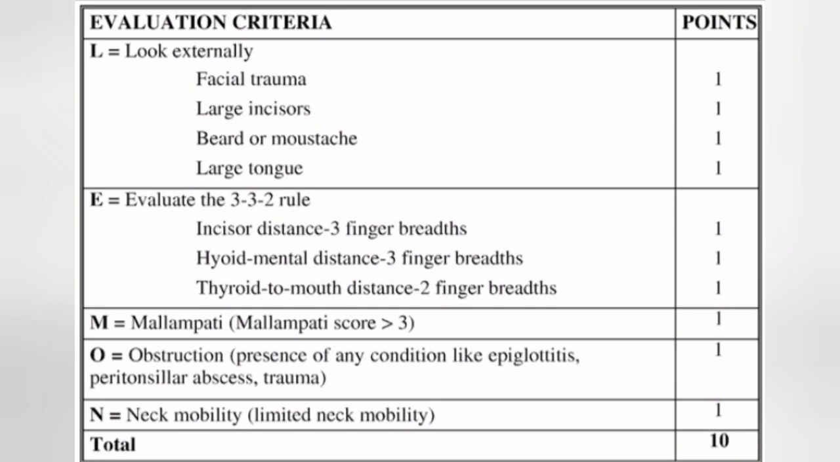M stands for Mallampati score, that is greater than 3 means 1 point. O stands for obstruction, presence of any conditions like epiglottitis, peritonsillar abscess, trauma, it is 1 point. N stands for neck mobility, that is limited neck mobility, 1 point. Total score will be 10.